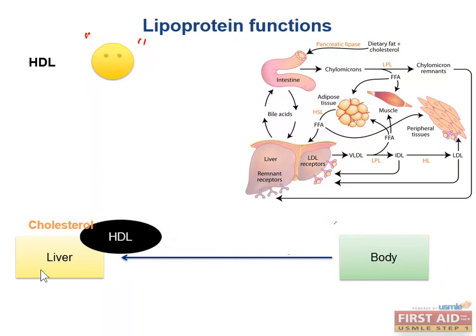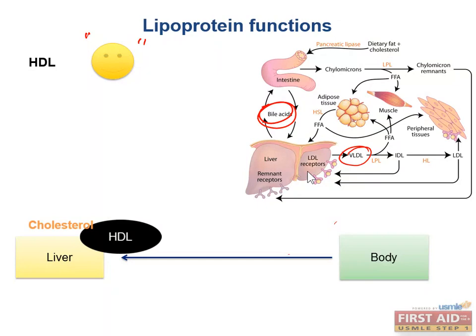Once the cholesterol gets dropped off at the liver, it can now be sent to the intestines as bile salts. So here's our bile salts. We're kind of piecing together the picture here. Or this cholesterol can get repackaged into VLDL and sent back out to the body. So it can have a couple different routes.